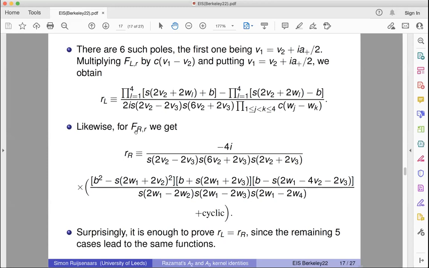So this is the first case of six poles. And it came as a surprise to me that if you look at the five other cases, they lead to actually the same functions. So you need only show the equality of this and that. This may be because of this S4 invariant still being around, but I couldn't really derive it from that. So that's a bonus. I mean, you need only look at the equality of these two functions, and that is gory enough.